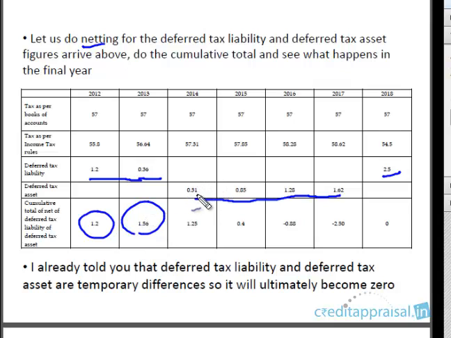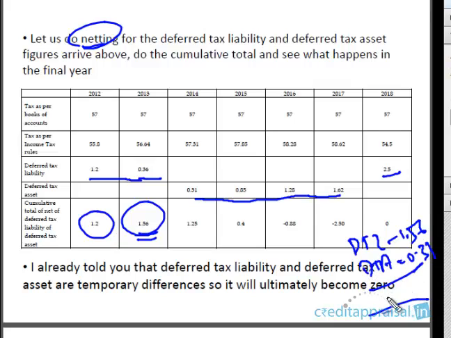In the next year, deferred tax asset, you can see, is 0.31. So therefore you can subtract. We're doing the netting here, right? See, we are arriving at one single figure. So cumulatively deferred tax liability was 1.56, whereas deferred tax asset we now have 0.31. So if you do the netting, deferred tax liability will be 1.25, right? This is the netting. Again in the next year 0.85 is deferred tax asset. If you net it, you will get deferred tax liability of 0.4.